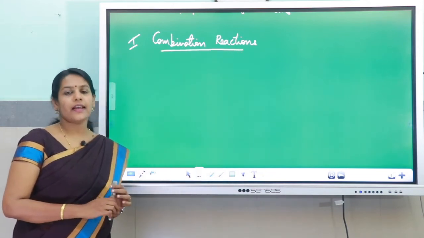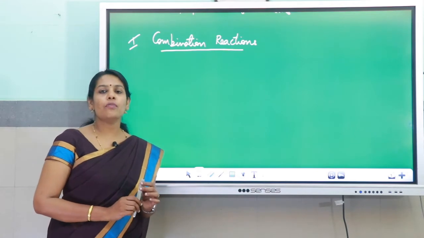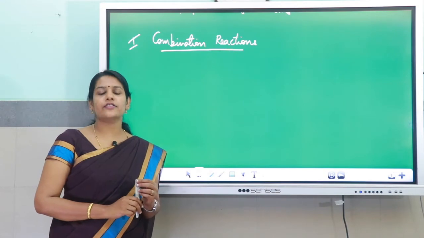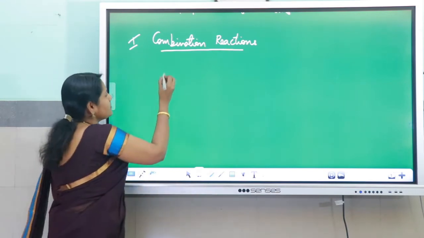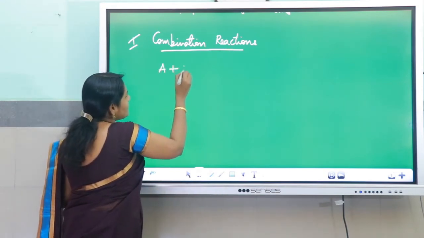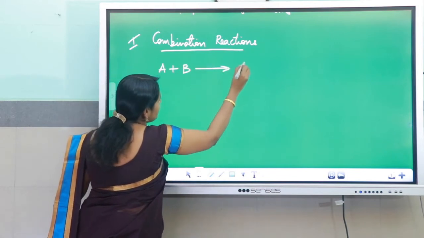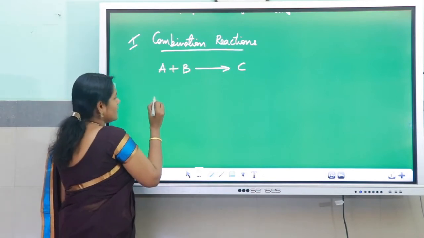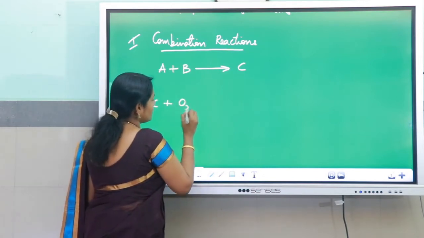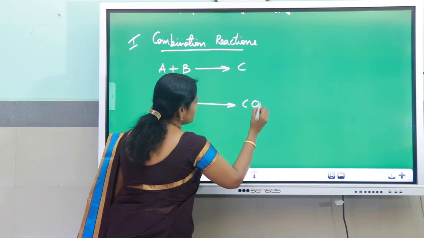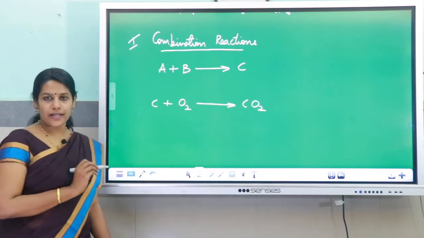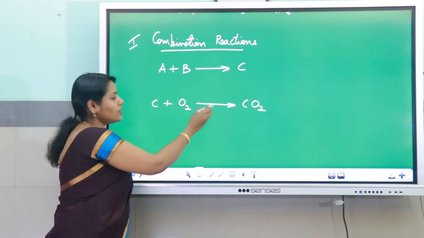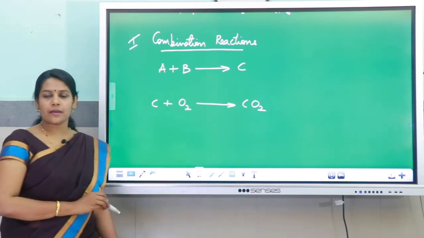Combination reactions. In this type of reaction, 2 or more substances combine to form a new compound. In general this reaction is represented as A plus B gives C. Let us see some examples. C plus O2 gives CO2. So, this is a combination reaction. Carbon is burned in the presence of oxygen to give a new compound, that is carbon dioxide.